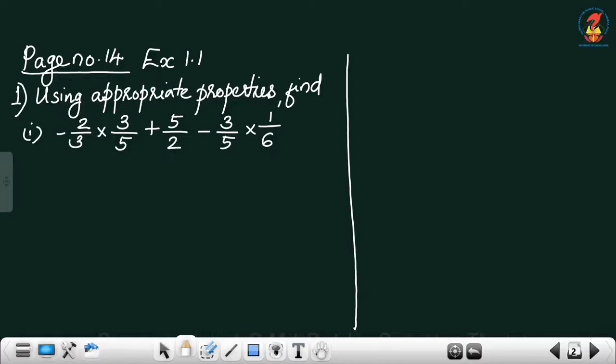Now page number 14, exercise 1.1. Question number 1. Using appropriate properties, find: negative 2 by 3 into 3 by 5 plus 5 by 2 minus 3 by 5 into 1 by 6. Now, using appropriate properties, you have to use suitable properties and find the value of this expression.